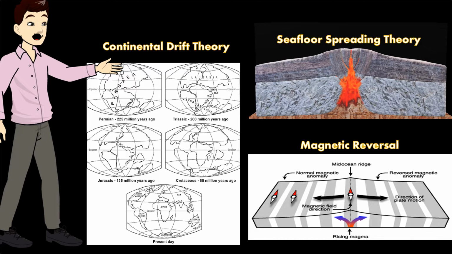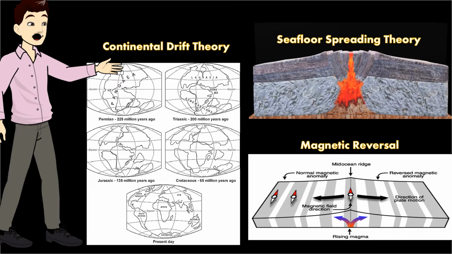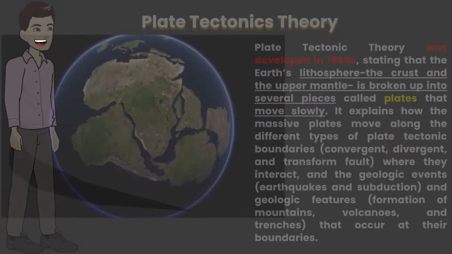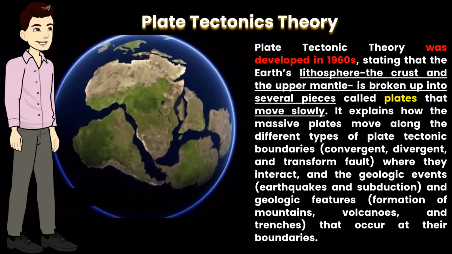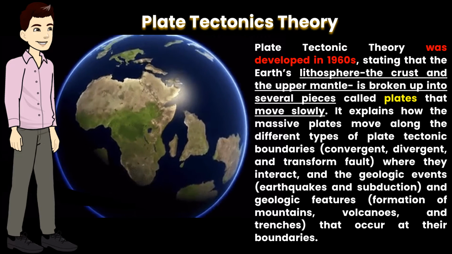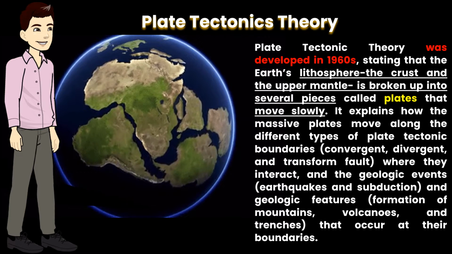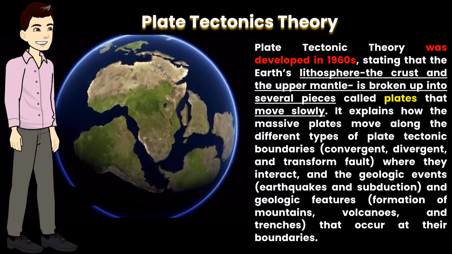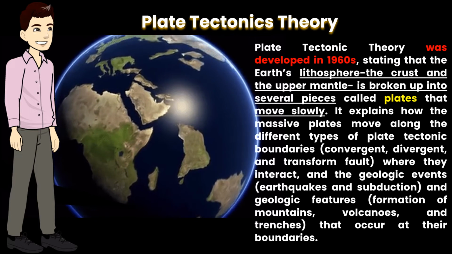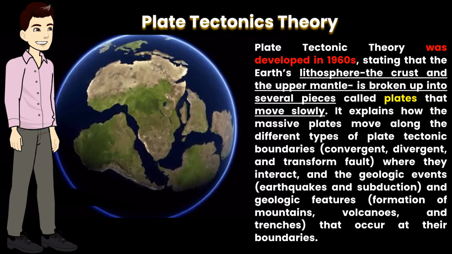In this lesson, you will learn about mantle convection and forces as a mechanism to the motion of the massive plates of the lithosphere and the development of the theory of plate tectonics. Plate tectonic theory was developed in 1960s, stating that the Earth's lithosphere, the crust and the upper mantle, is broken up into several pieces called plates that move slowly. It explains how the massive plates move along the different types of plate tectonic boundaries where they interact, and the geologic events and geologic features that occur at their boundaries.